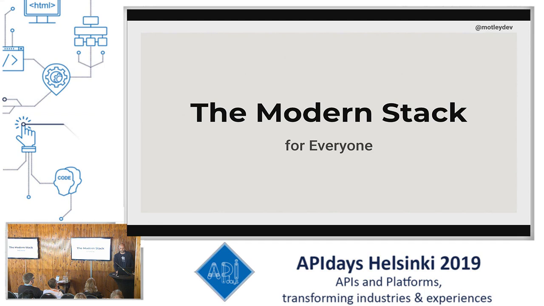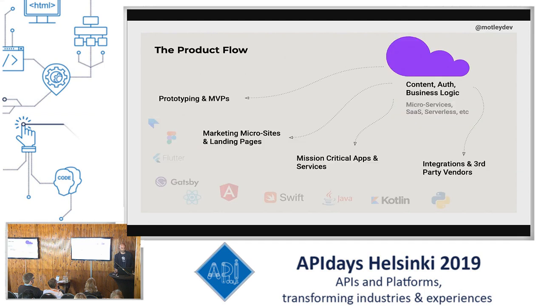So how does the modern stack tend to look? So the product flow. Usually you start off with the prototyping and the MVPs. You'll oftentimes have marketing efforts and need for landing pages and various other services. You have your mission critical apps and services. These would be your actual main website if you have e-commerce or whatever else in place. These would be those existing services.